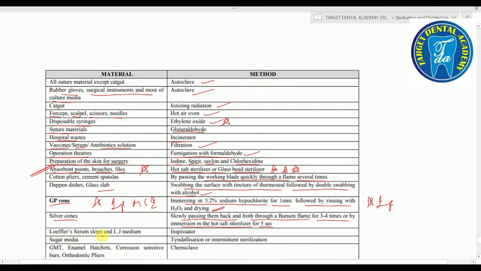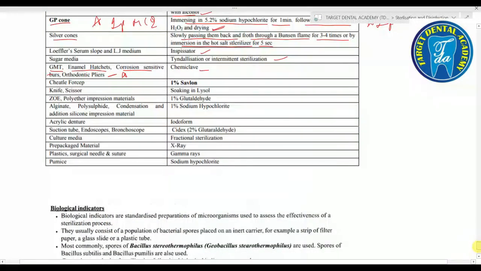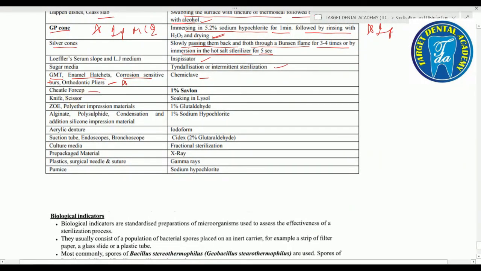Loeffler serum slope or the Lowenstein-Jensen medium through inspissator. Sugar media through tyndallization or intermittent sterilization. GMT, enamel hatchets, corrosion sensitive burs, orthodontic pliers by autoclave. Cheatle forceps by 1% Savlon. Knife and scissors soaking in Lysol. ZOE and polyether impression material with the help of 1% glutaraldehyde.